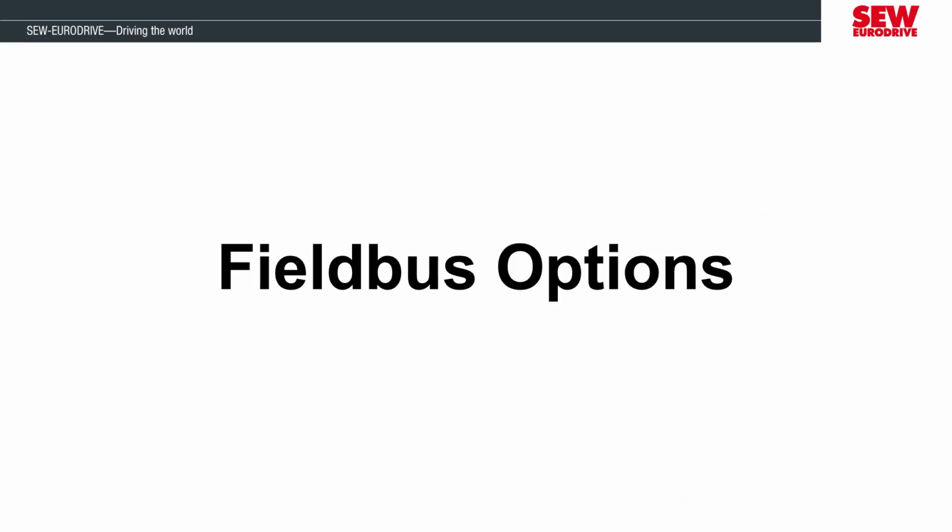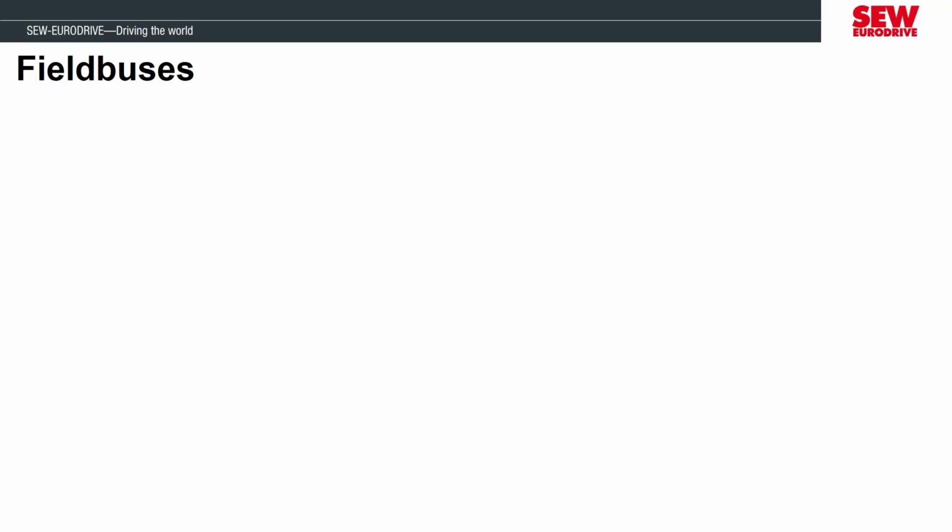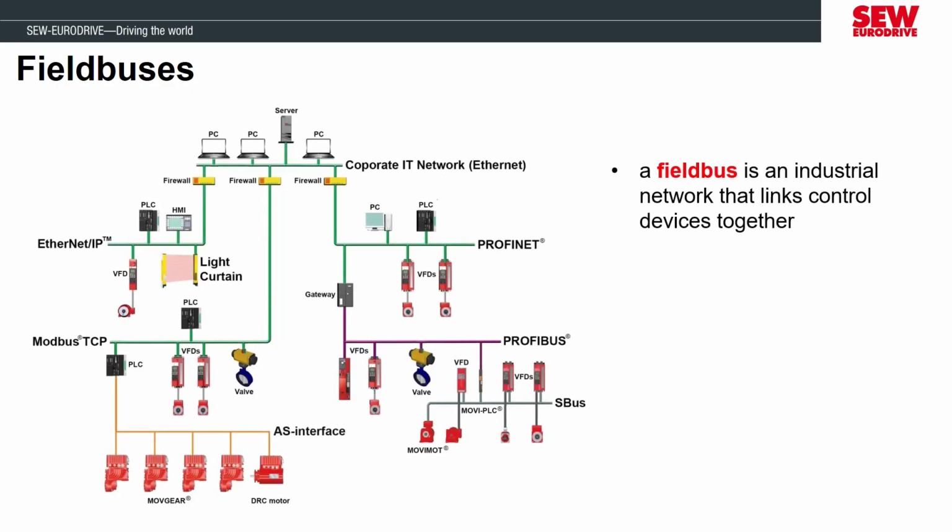Let's switch from cleaning the power to discussing the Fieldbuses the MOVIDRIVE can support. Fieldbuses are industrial networks, and they are becoming more important as new machines are being brought into manufacturing. These industrial networks are necessary as there are becoming more devices that are decentralized and located throughout the plant.